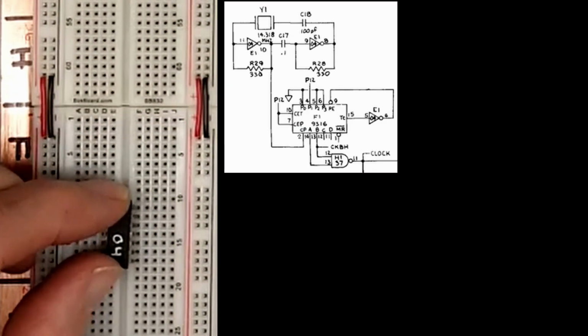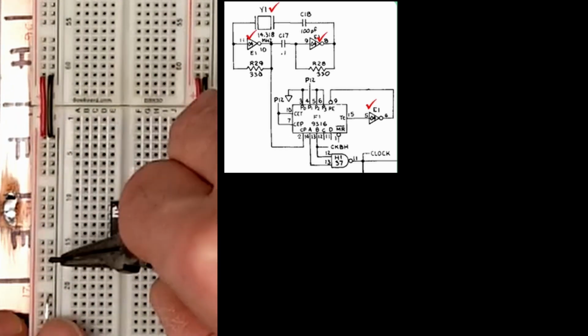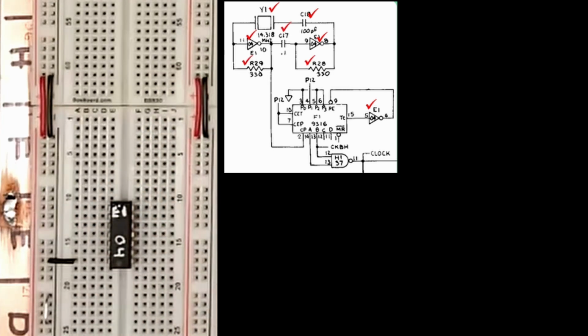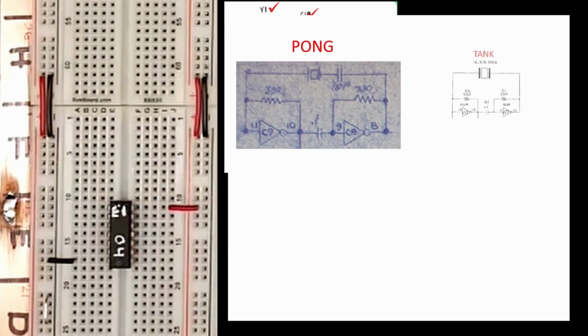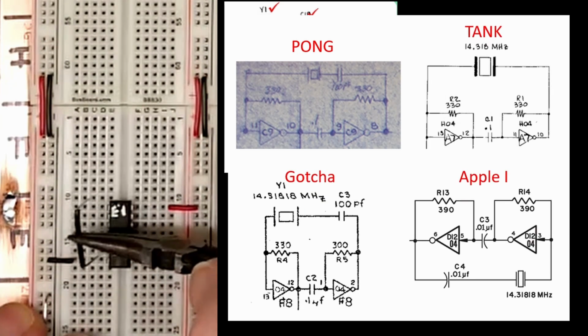We'll start by building the oscillator. We'll need a 14.318 MHz crystal, the 7404 hex inverter in EZ1, and a few passives. This oscillator is straightforward with a very common design. You'll see these in most Atari stuff, other arcade games, and even the early Apples.